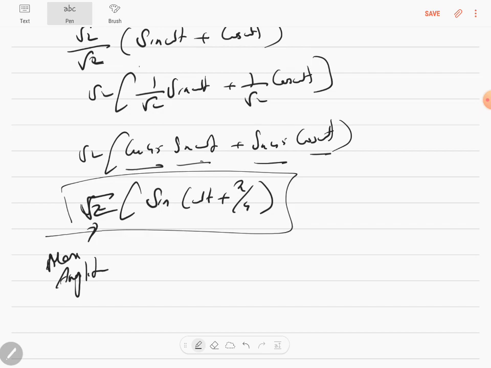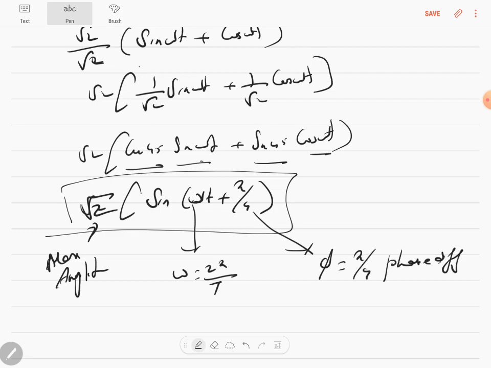And the next question is, what does omega stand for? Omega is the angular velocity, which is 2 pi by capital T. And what does this pi by 4 stand for? Phase difference. Pi by 4 stands for the phase difference. Okay, so this is something you need to know.